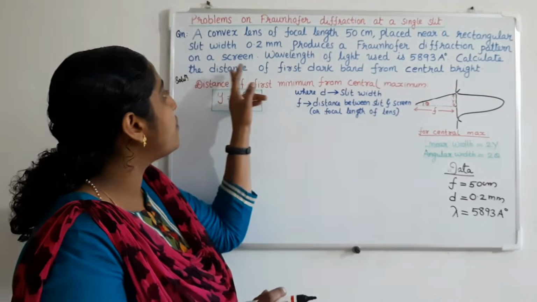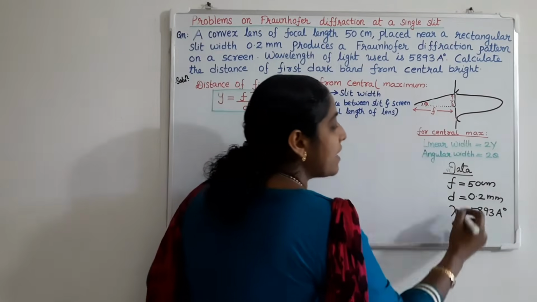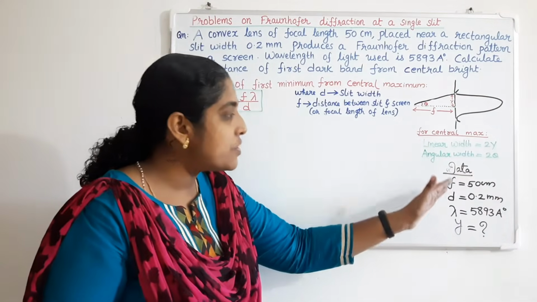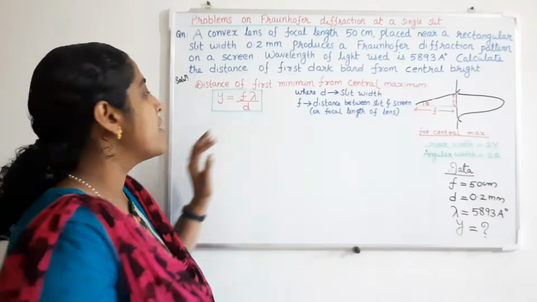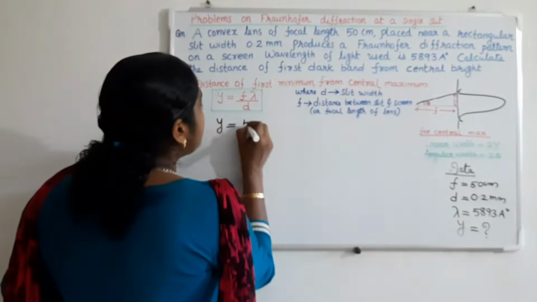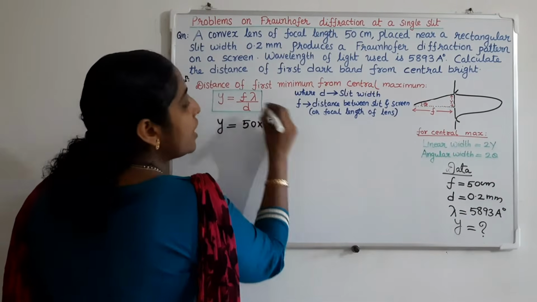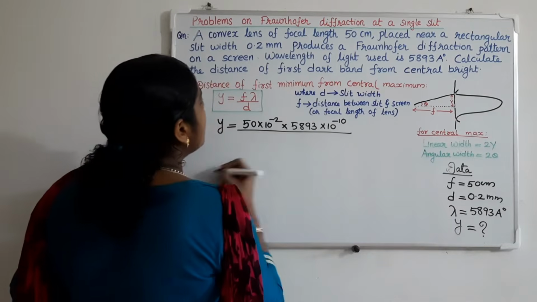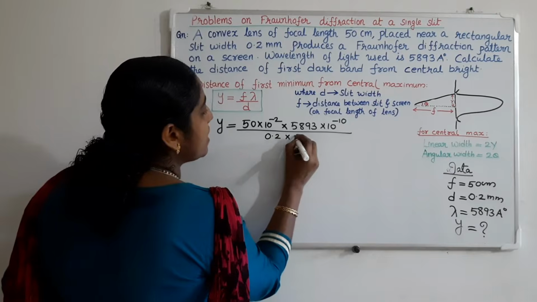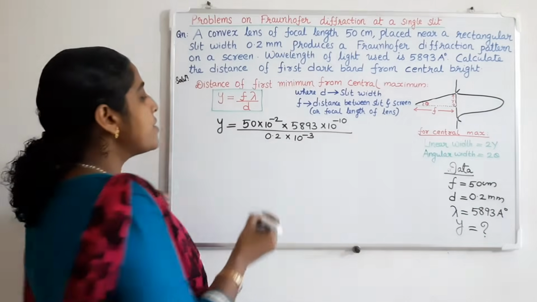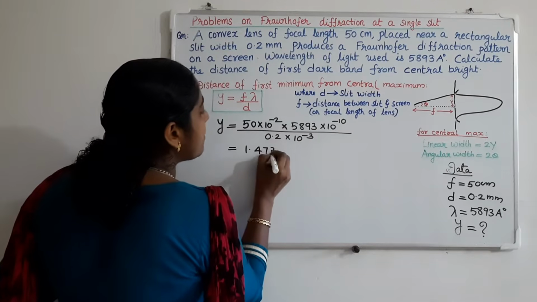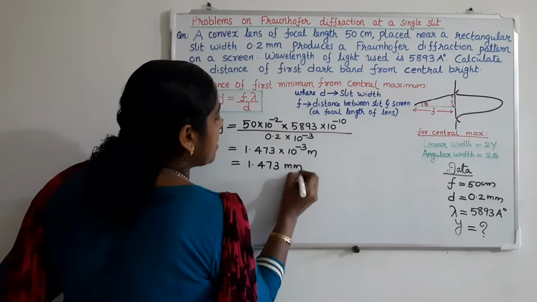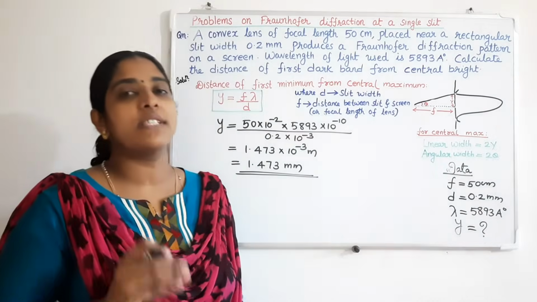So in this question we want to find out the distance of the first dark band from central bright, that is y. The f, d, lambda values are directly given. On substituting these data in this expression we can find out the distance. So y is equal to f, that is 50 centimeter, 50 into 10 raised to minus 2 meter, into lambda, that is 5893 angstrom, 5893 into 10 raised to minus 10, divided by d, that is 0.2 millimeter, so 0.2 into 10 raised to minus 3 meter. On calculating we will get 1.473 into 10 raised to minus 3 meter, that is 1.473 millimeter.